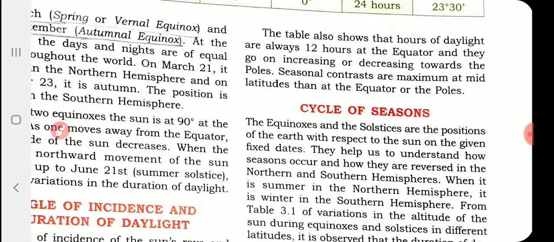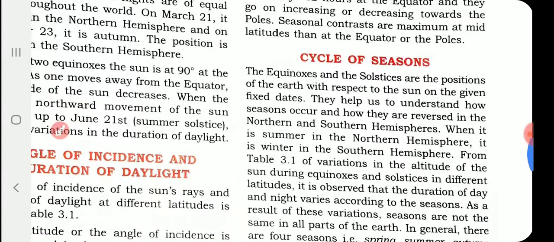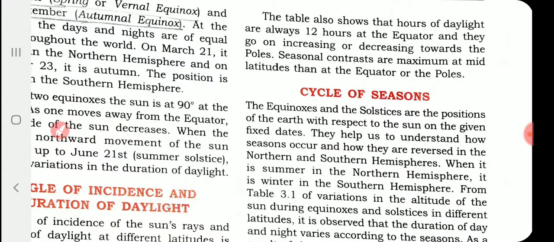The table also shows that hours of daylight are always 12 hours at the equator, and they go on increasing or decreasing towards the poles. So at the equator, it is always 12 hours. But when we move further towards the poles, it either increases or decreases. It increases if the sun is towards the pole, and decreases if the sun is against the pole.